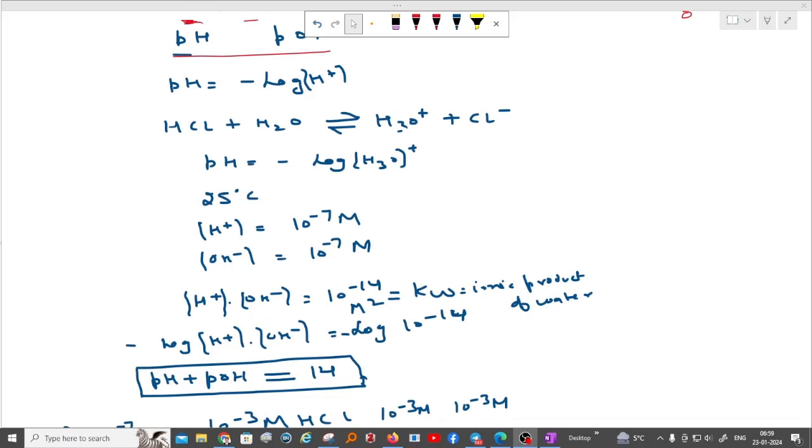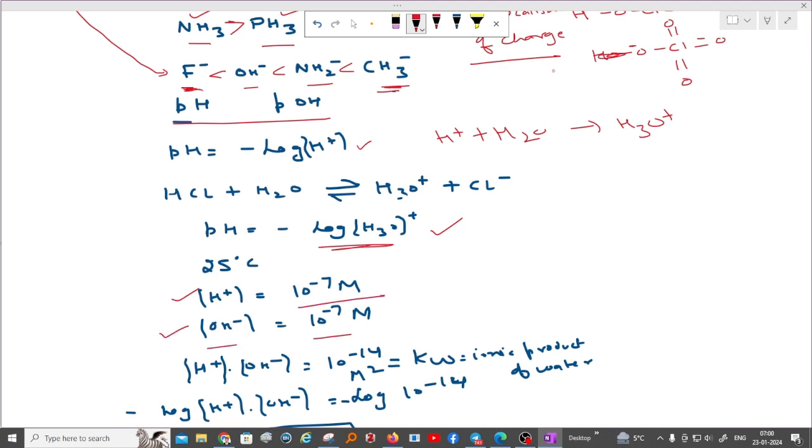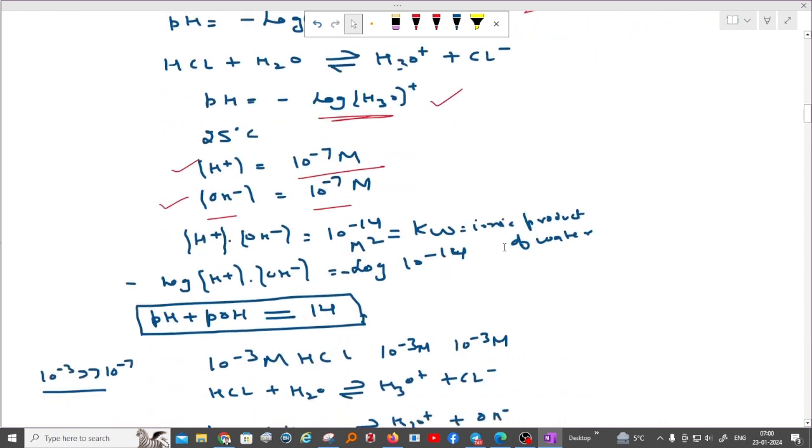Let's now look at the concept of pH and pOH. It is a simple concept: pH is the negative logarithm of hydrogen ion concentration, and we know that in aqueous solution H plus reacts with water to form hydronium ions. So pH can also be defined as the negative logarithm of hydronium ion concentration, and we also know that at 25 degrees Celsius the concentration of hydrogen ion is 10 power minus 7 molar and the concentration of OH minus is 10 power minus 7 molar in water.